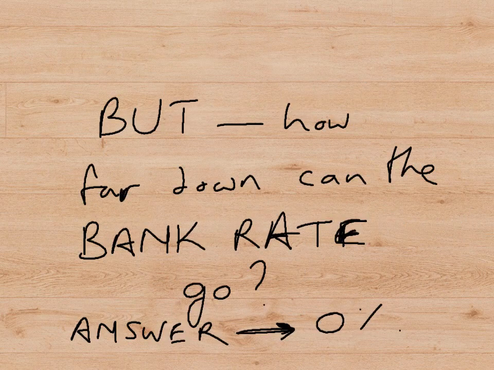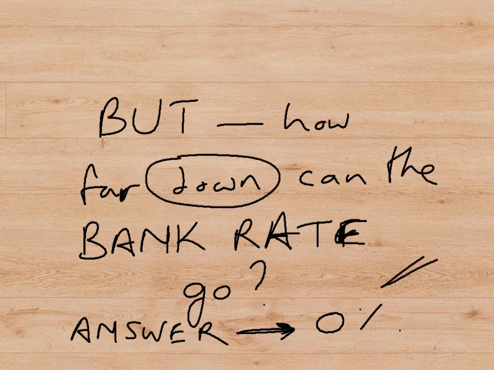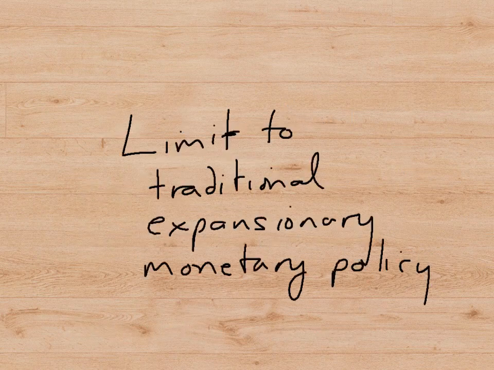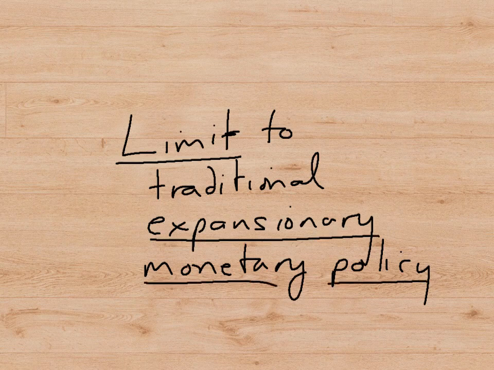But the question we have to ask ourselves is, how far can the bank rate go in a downward direction? How far down can the bank rate go? Well, obviously, the furthest it can go is 0%. And this effectively means that the central bank is willing to lend money to commercial banks for free. Now, it can't get any cheaper than that. Free is as cheap as anything gets, including borrowing money. So we have a problem because there is clearly a limit to traditional expansionary monetary policy, traditional being controlling the bank rate. We can only change the bank rate down to 0%. It can't go any further down.